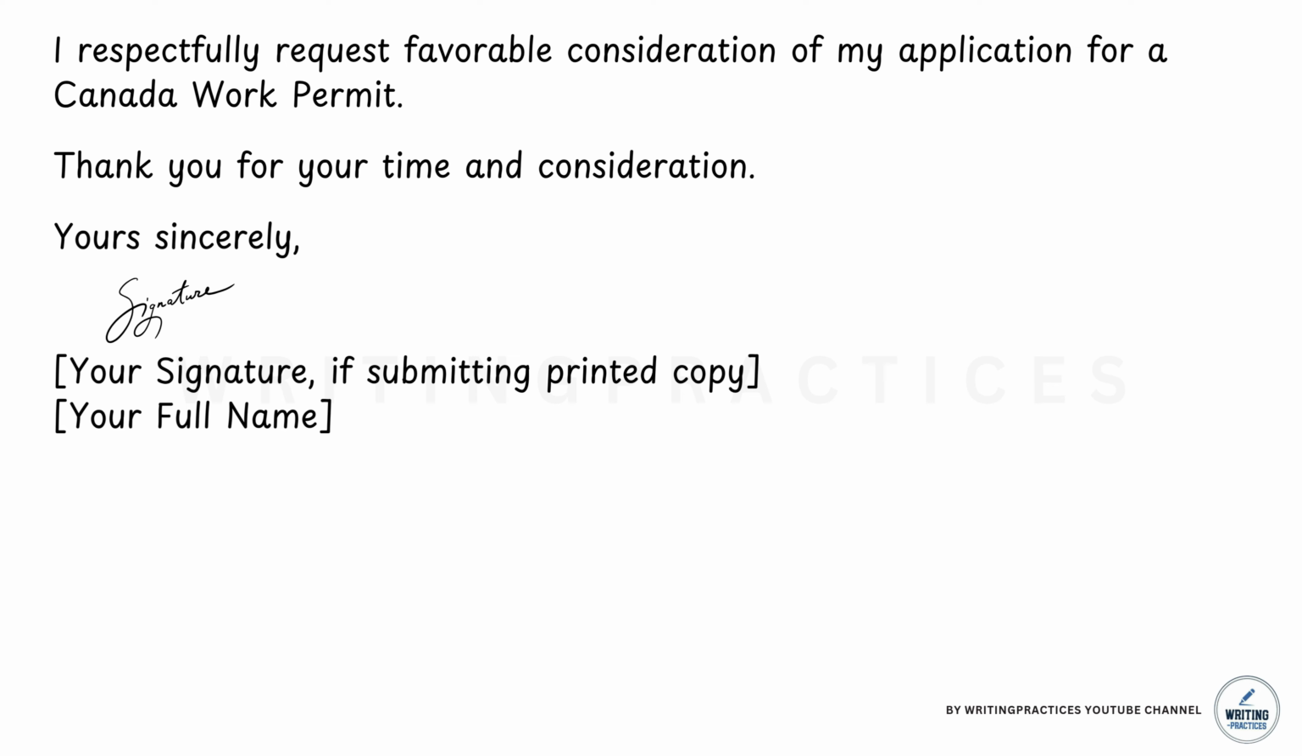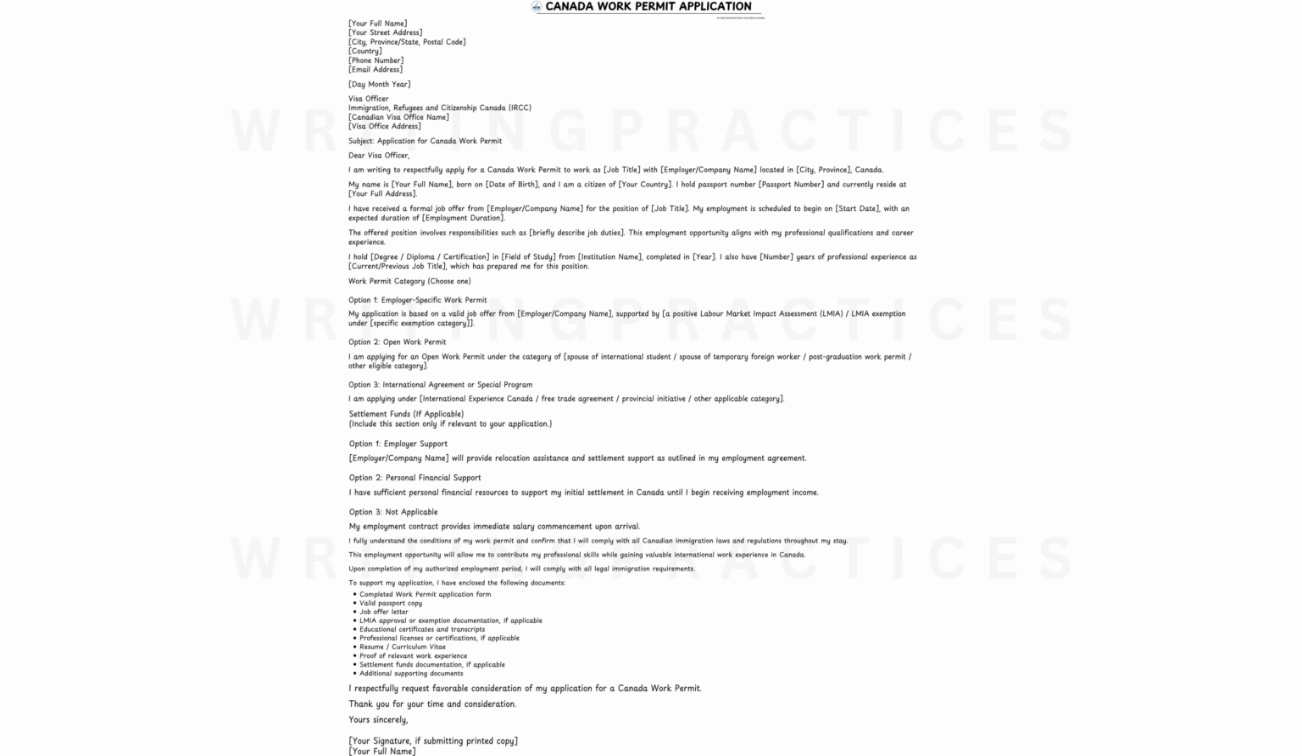Before submitting your Canada Work Permit application letter, carefully review all information for accuracy. Make sure your job offer details, passport information, employer documents, and qualifications all match your supporting documents. A strong work permit letter should clearly demonstrate your eligibility, qualifications, and commitment to complying with Canadian immigration requirements. That's all for today's tutorial. I hope this step-by-step guide helps you write your Canada Work Permit application letter with confidence.